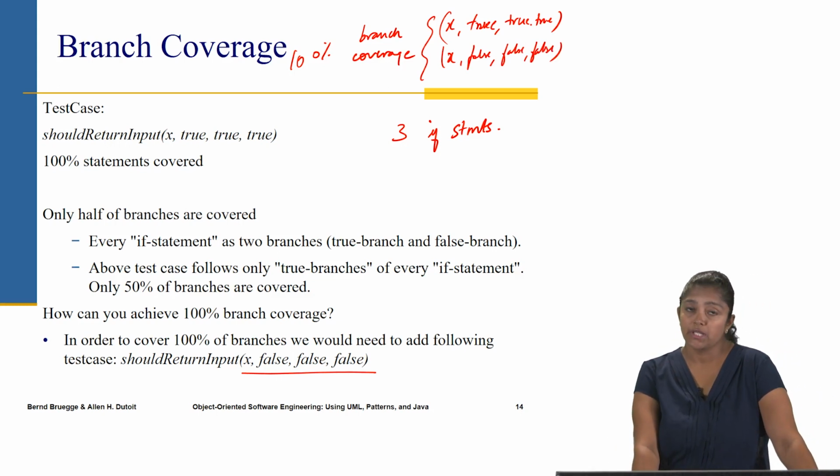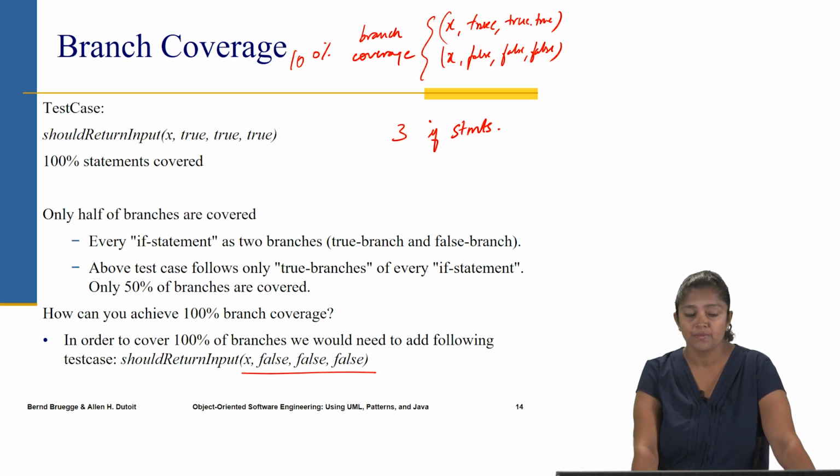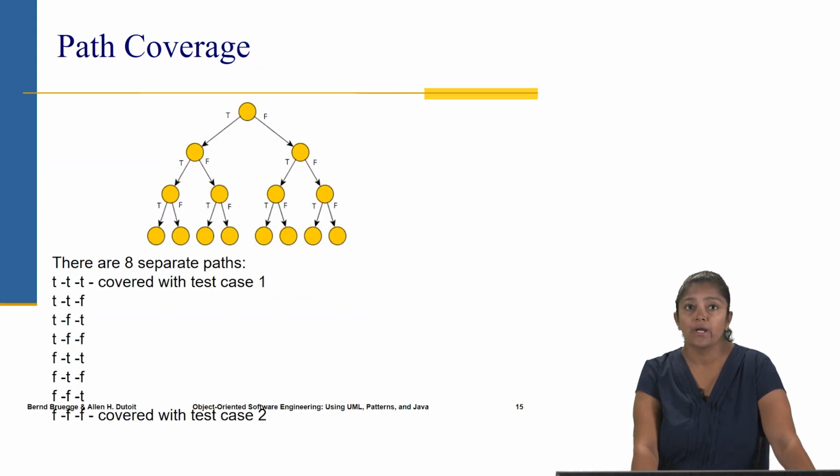Okay, so statement coverage could be achieved with just one test case, but 100% branch coverage, in order to achieve that, we need at least two test cases. Next, let's look at path coverage.